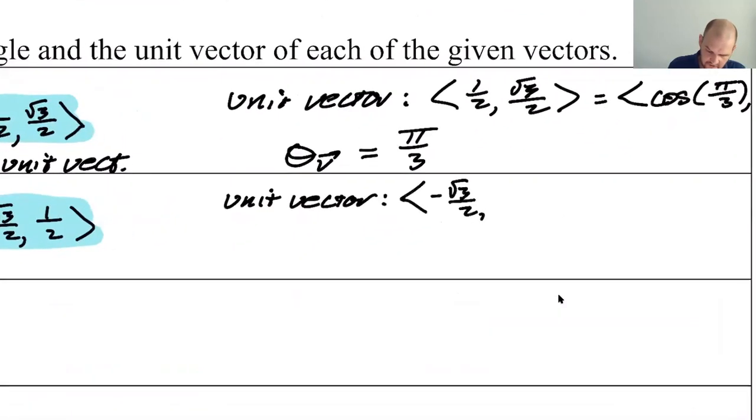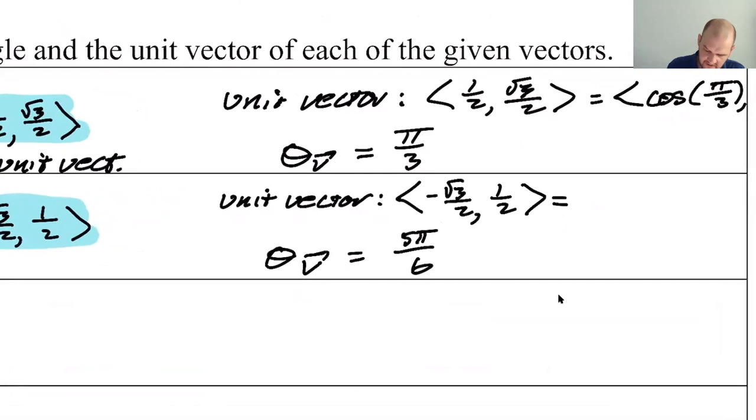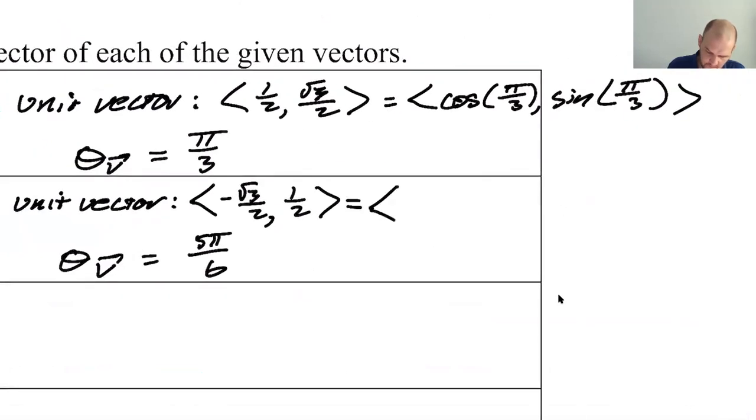Negative root 3 over 2, 1/2. And then theta for this vector, the direction vector. So negative root 3 over 2, 1/2 is going to be 5 pi over 6, which means I can rewrite this as cosine 5 pi over 6, sine 5 pi over 6.